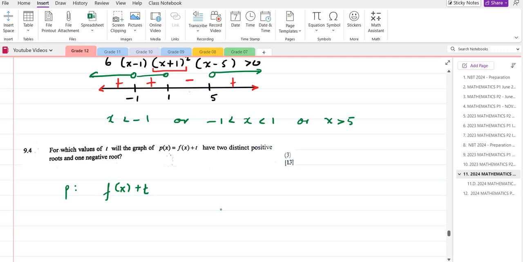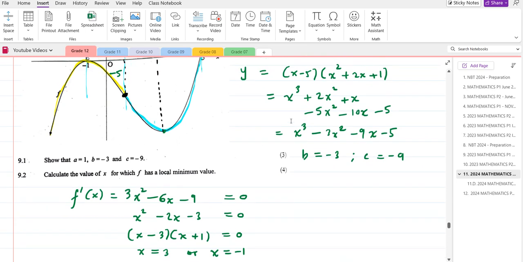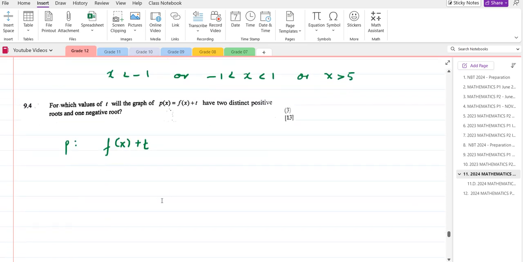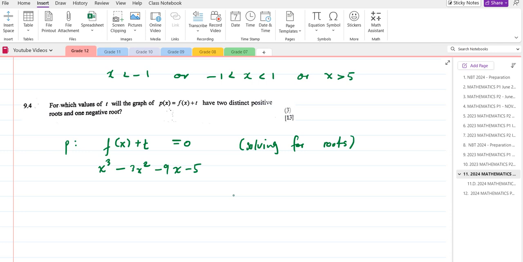Will have 2 distinct positive roots and 1 negative root. f of x plus t is this entire f of x function, right? And you need to make it equal to 0 when you're solving for roots. Now how do you solve for roots? When you make it equal to 0. So take the t over, you're going to get negative t. Now it's like solving f of x equals k, but your k is negative t.